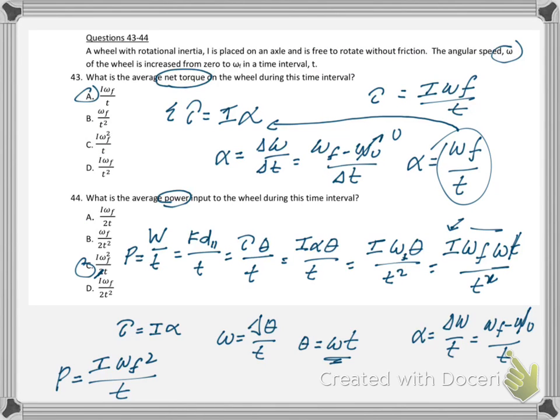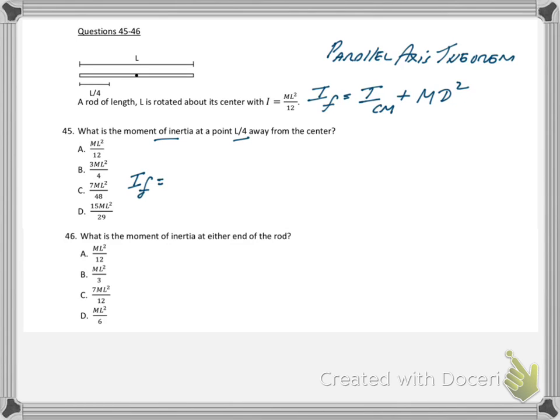but I'm going to rewrite it as 1/12 ml squared. And instead of L over 4 away, I'm going to have 1/4. Now let's do that a different way. Let's do it M times 1/4 L squared.